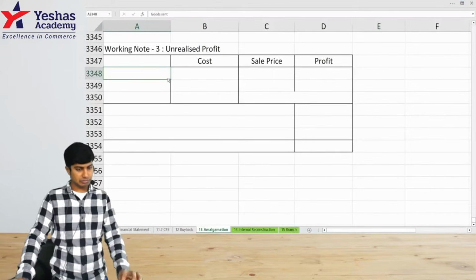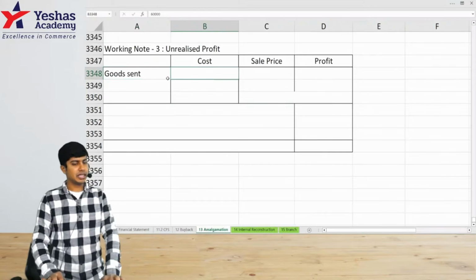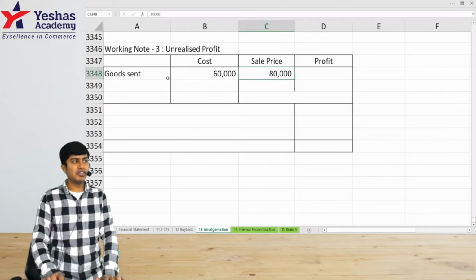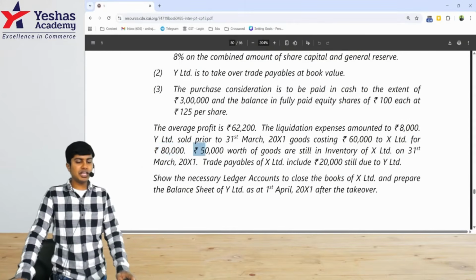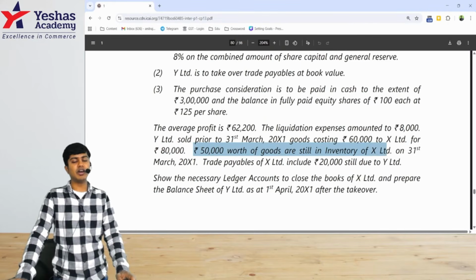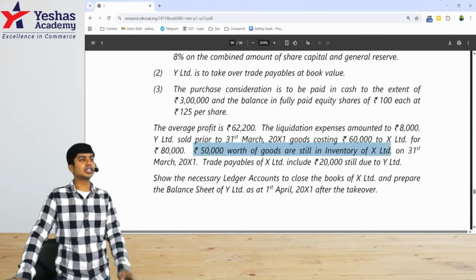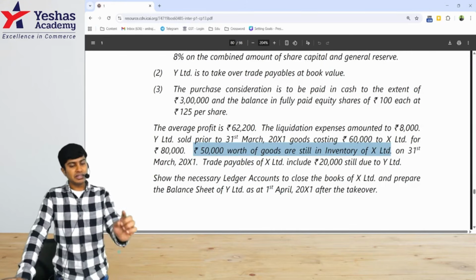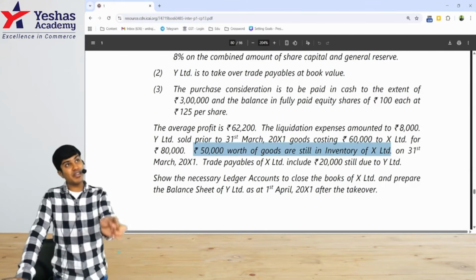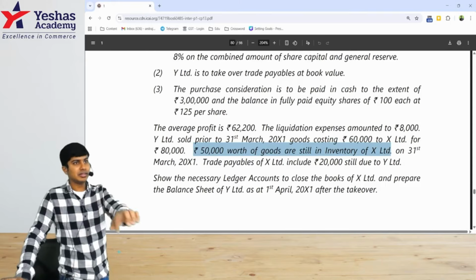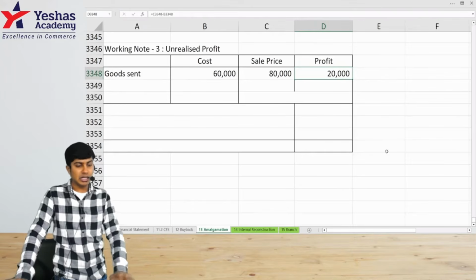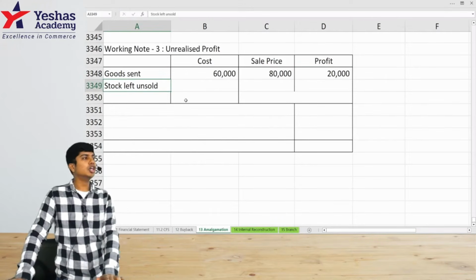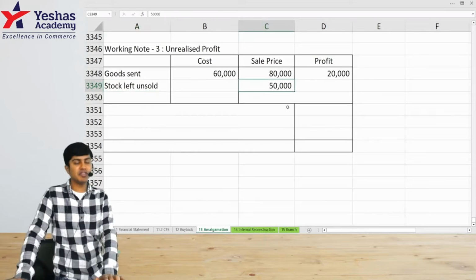Can I say goods sent is 60,000 cost, sale price 80, so profit will be 20 if all the goods are sold. Then further 50,000 worth of goods are still in inventory of X Limited. 50,000 is not cost, 50,000 is sale price. Why? They're telling worth of goods still in inventory of X. If they had told Y, then I would have taken it as cost. Because it is from the standpoint of X, goods remaining unsold is 50.